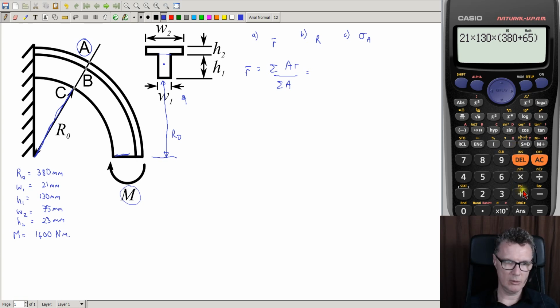I could have put in 130 times 0.5 plus, right, now let's do the top section. So its area is going to be 75 times 23 times open bracket. So the first length we've got is the 380. The next length we've got is the 130.